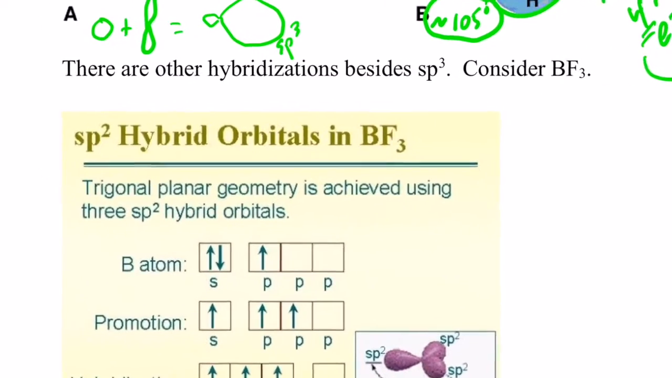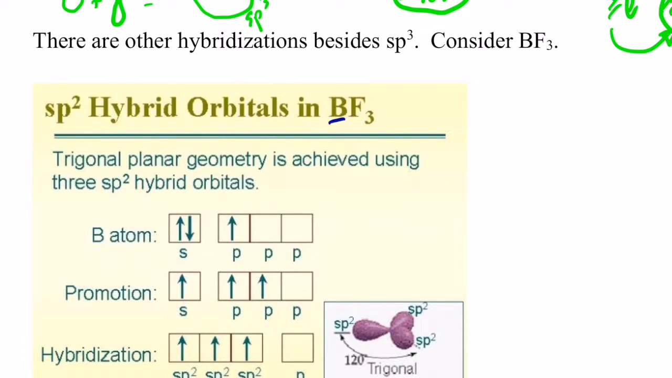Let's take BF3. Remember, boron was one of the exceptions to our octet rule. We said it only needs 3 pairs around it to be stable. It only makes 3 bonds. So, let's see how that happens.